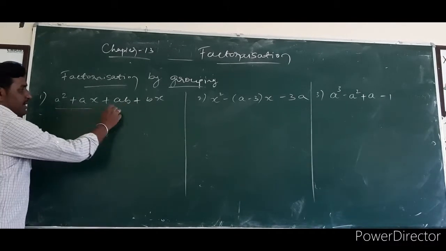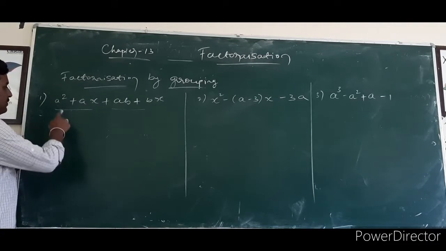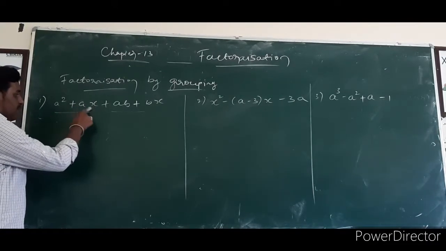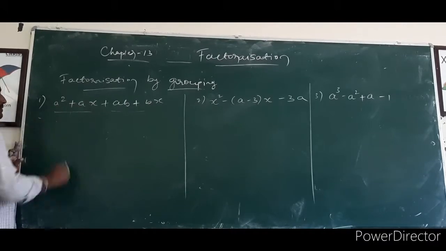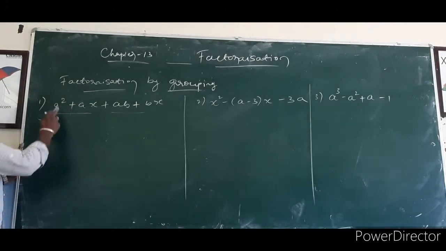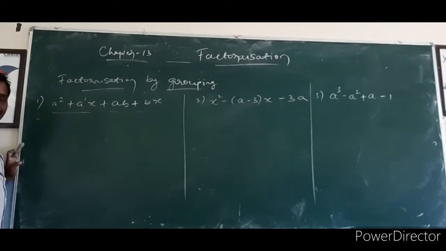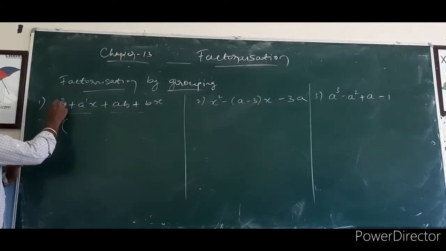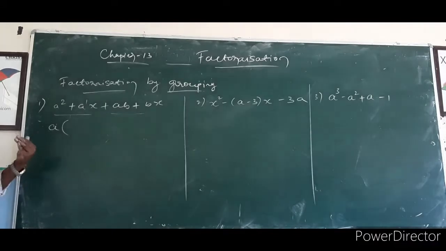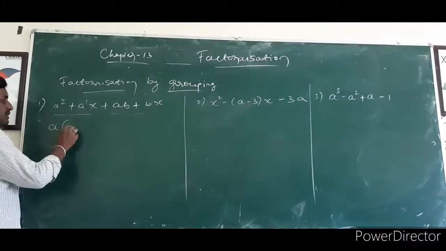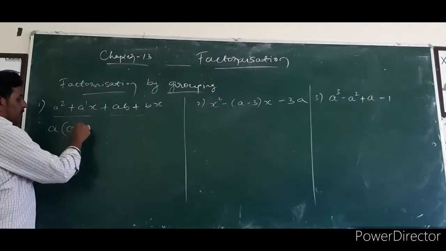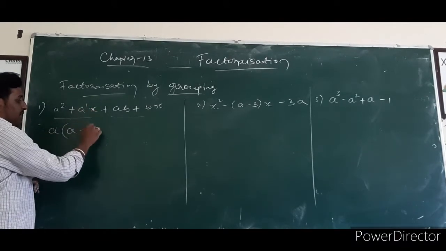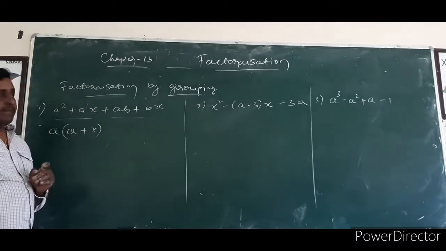If I am grouping these two, a square plus ax as one group, in these two terms, which is the common term? a. Lowest power is 1. So if you take a outside, what is here? a square is there. In a square, if you remove 1a, a is remaining. Already this a I am taking common factor outside. What is remaining here? x.